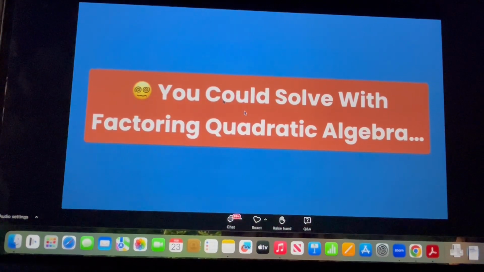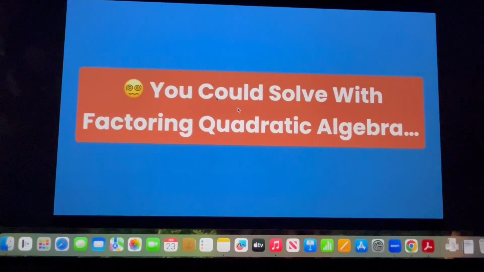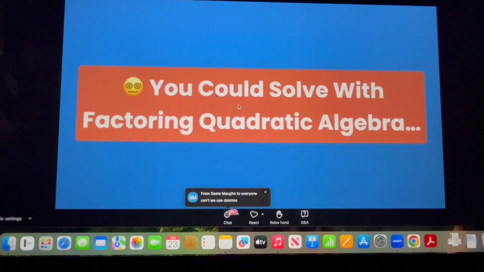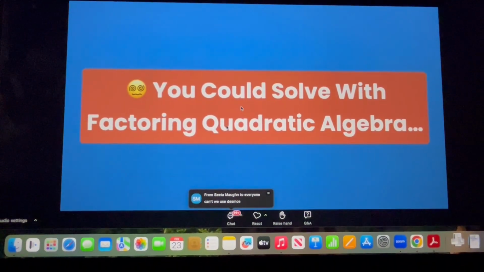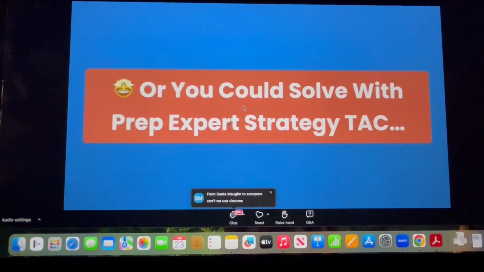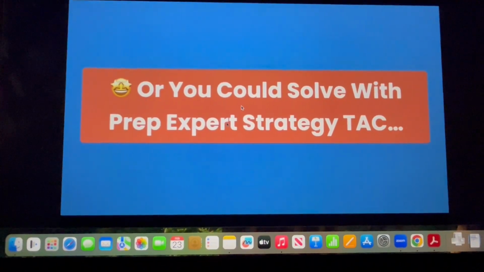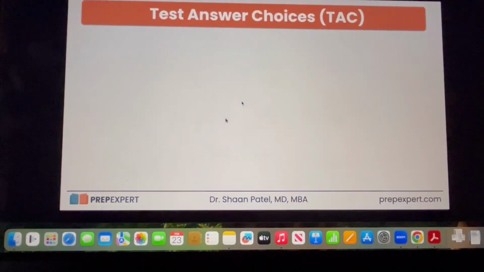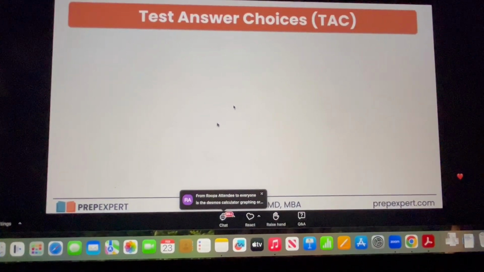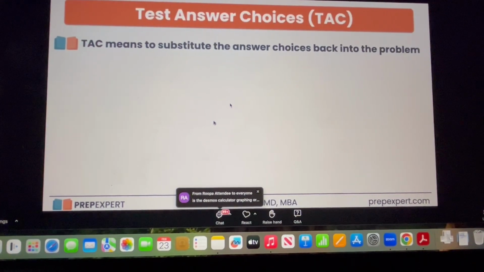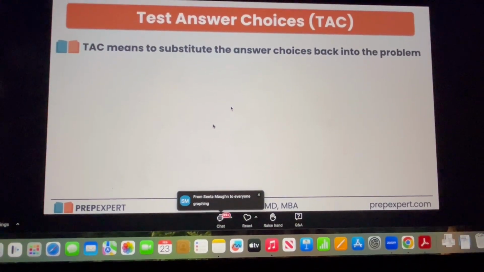So you could solve this with factoring quadratic algebra, okay? You could absolutely use the Desmos calculator. You can use factoring quadratic algebra, but I'm going to teach you how to solve this using a special Prep Expert strategy called TAC, okay? So TAC stands for test answer choices, okay? So what does that mean? TAC means to substitute the answer choices back into the problem, okay?